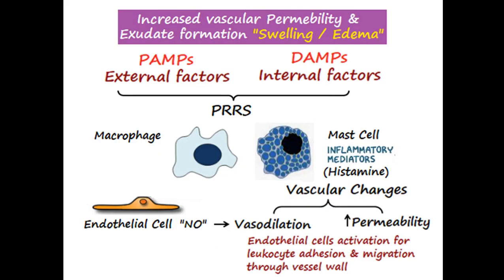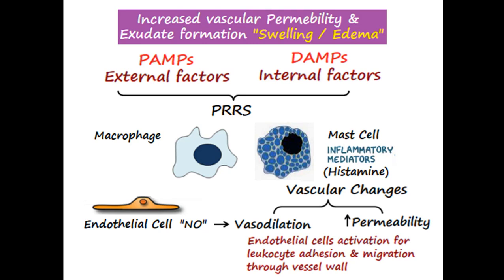Once the inflammatory cells recognize the PAMs and DAMs, they release cytokines, and these cytokines, for example the histamine, which is present in large amounts in the mast cells, will act as mediators of inflammation. They are the players of inflammation, and for example, the histamine released by the mast cells will cause the two initial events that occur during acute inflammation.